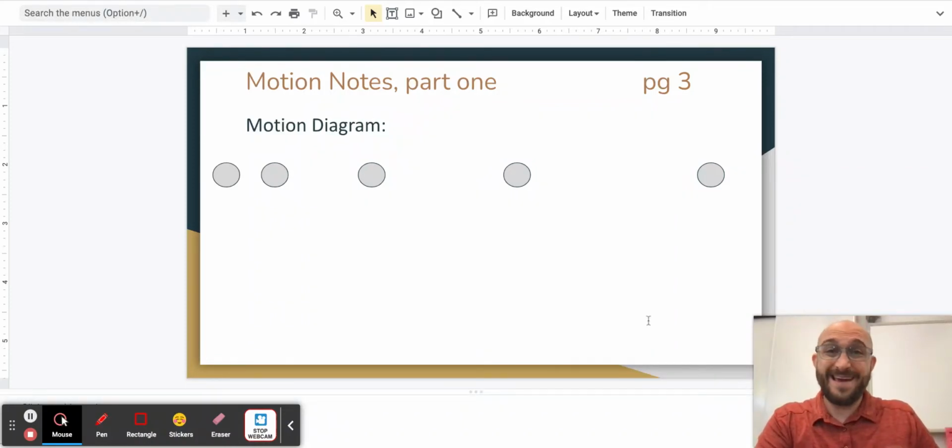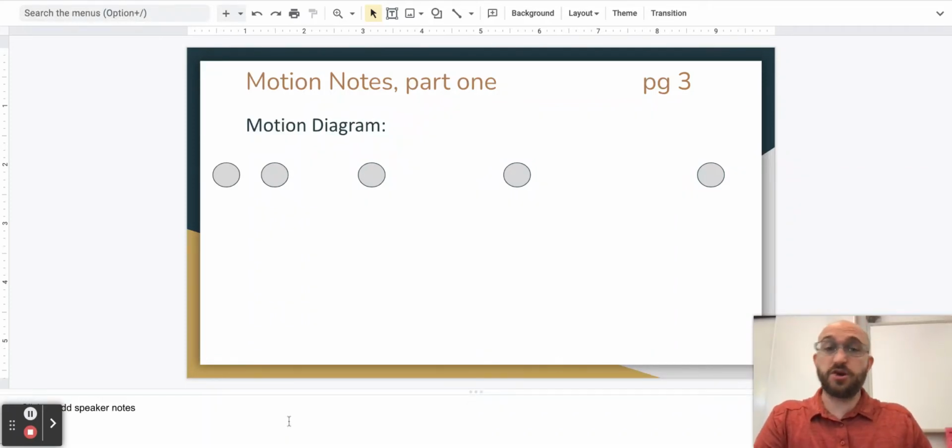Hey, and welcome to page 3 notes, motion notes. We started this yesterday, and now we're going to finish quickly. So here we have a motion diagram.